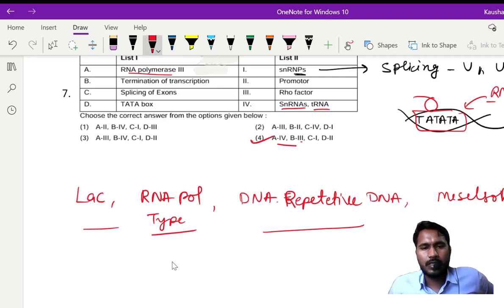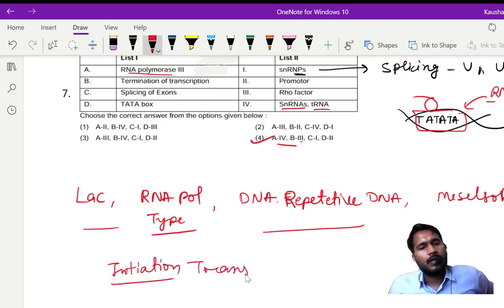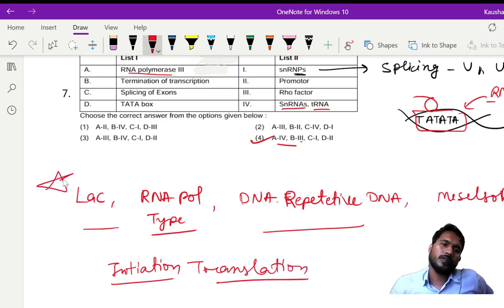Translation: from translation, they are not willing to ask much deeper questions, but at least understand the initiation of translation. But if you know everything, that's very good. But these are the most important expected topics which are going to be asked in the upcoming exam.